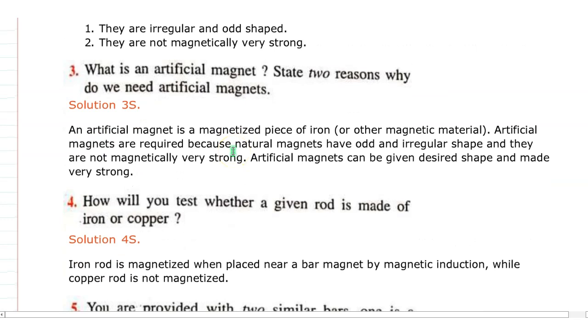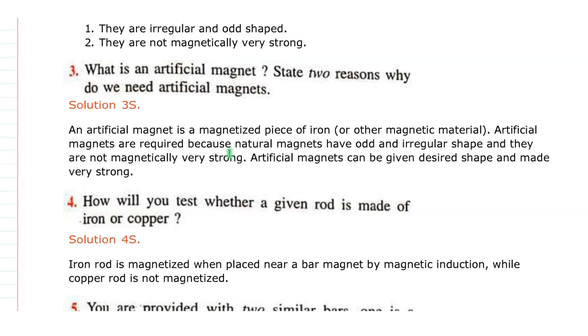What is an artificial magnet? State two reasons why we need artificial magnets. An artificial magnet is a magnet made of steel basically, or other magnetic material, which is magnetized by applying high electric power. As it has high retentivity, it retains its magnetic property after removing the external electromagnet or external electricity. This is called an artificial magnet.